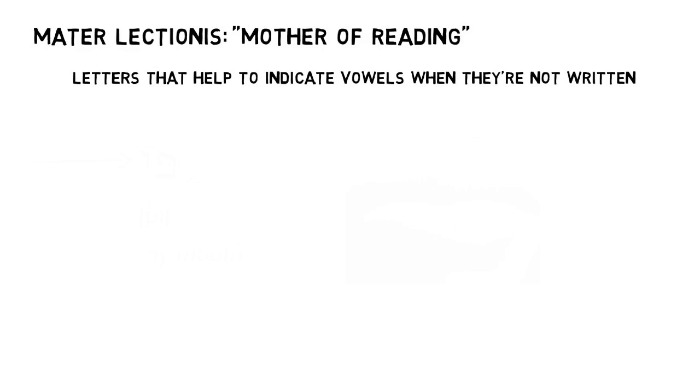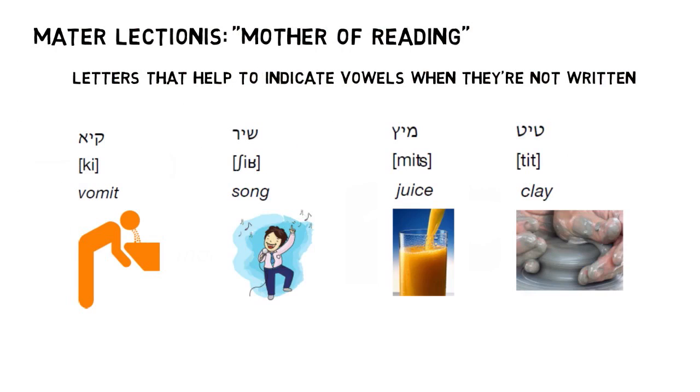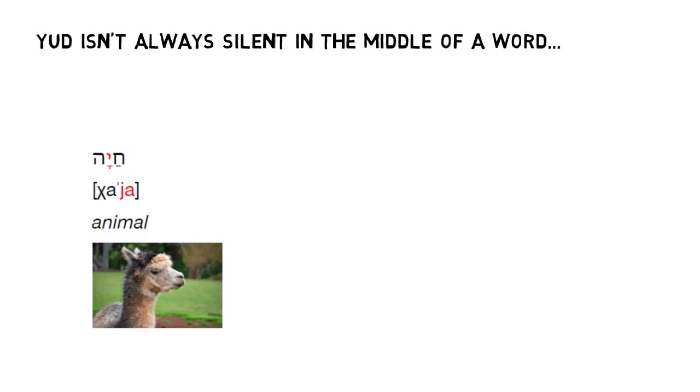Here are 4 words without any vowels. Ki, shir, mitz, tit. And in all 4 of these cases, that silent yud is really helpful in helping you figure out what that vowel is going to be. That's not to say that seeing a yud in the middle of a word is a 100% guarantee that you're going to have an E vowel. There are words like chaya, for instance, where the yud isn't silent at all. You're getting a y consonant with an a vowel in this case.